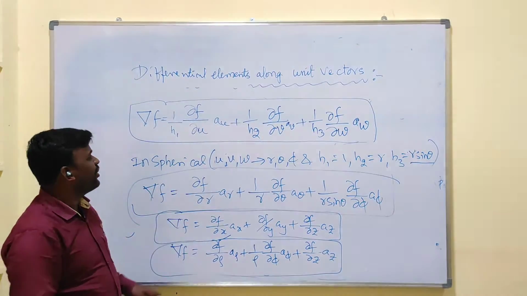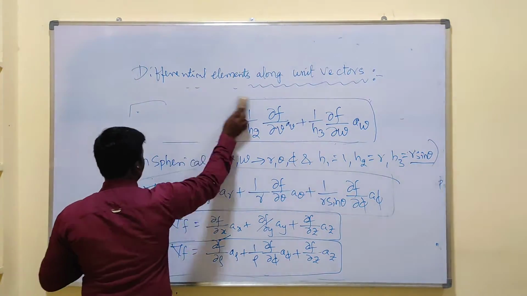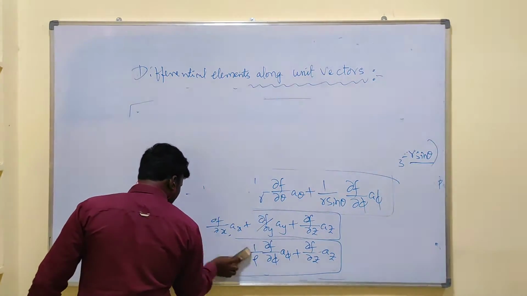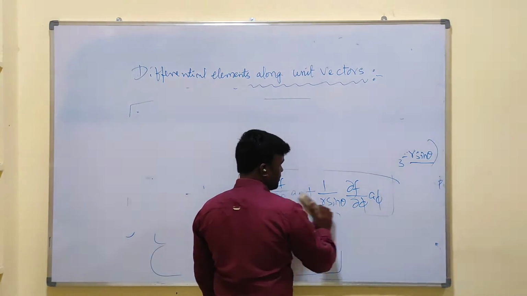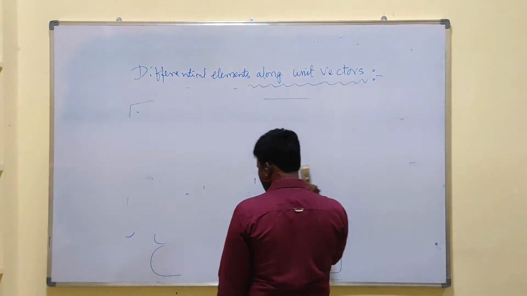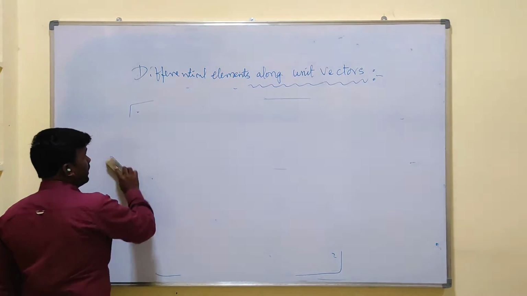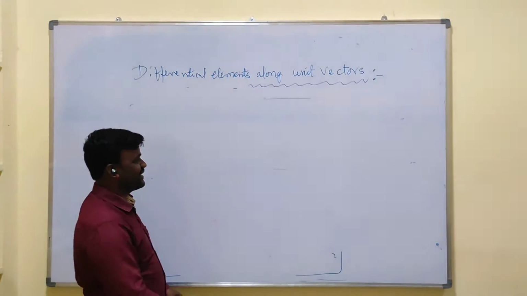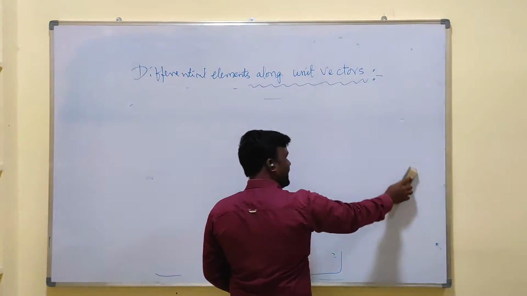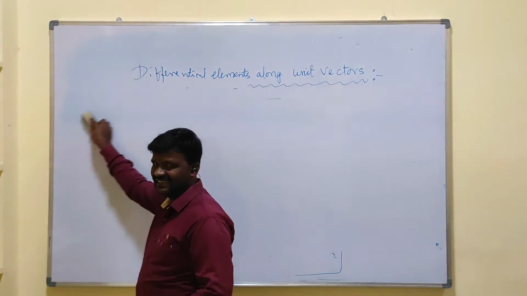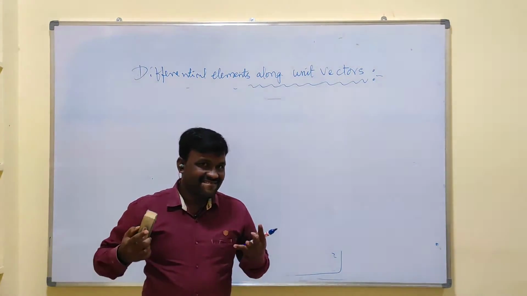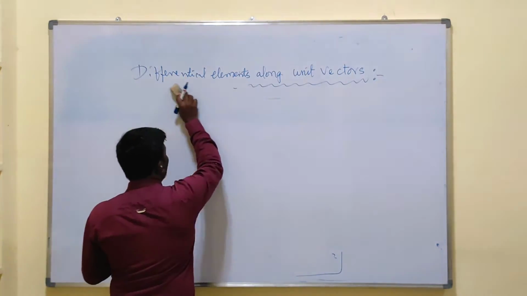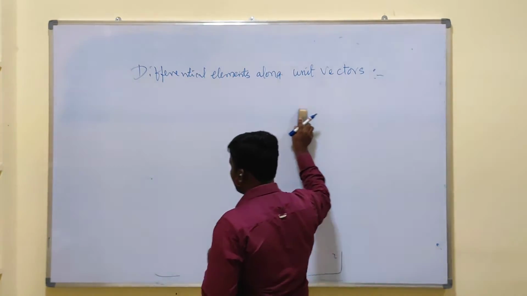Gradient is over. Now move on to divergence. Basically, what is meant by divergence? Convergence means it gives some finite value. Divergence means spreading. Basically, in our subject, divergence indicates the net outward flow of the flux. That's why we have to study divergence also. Now move on to divergence.